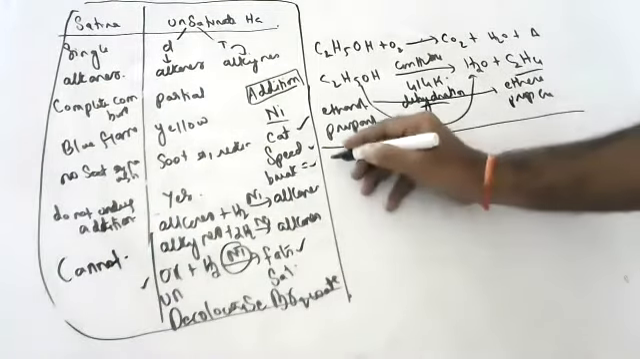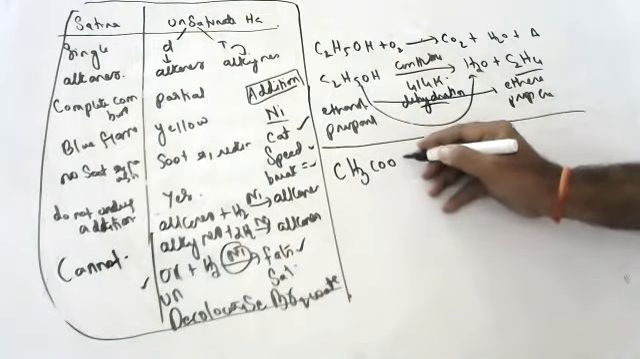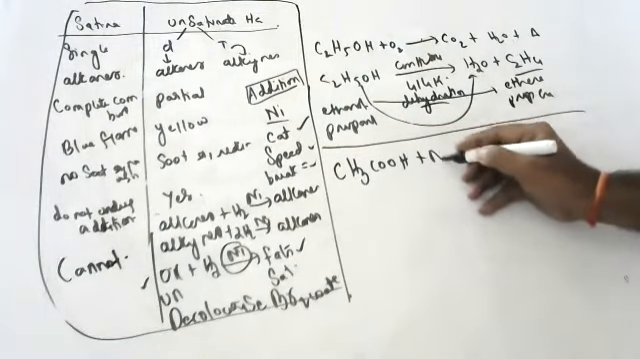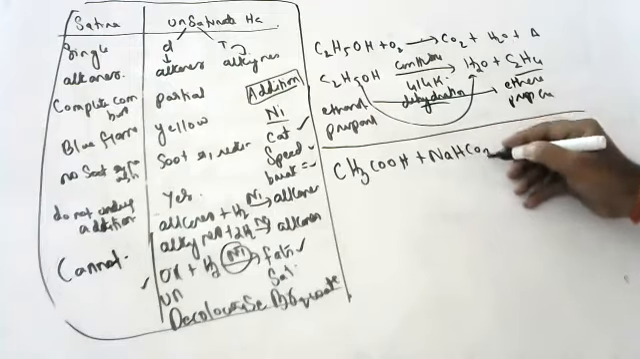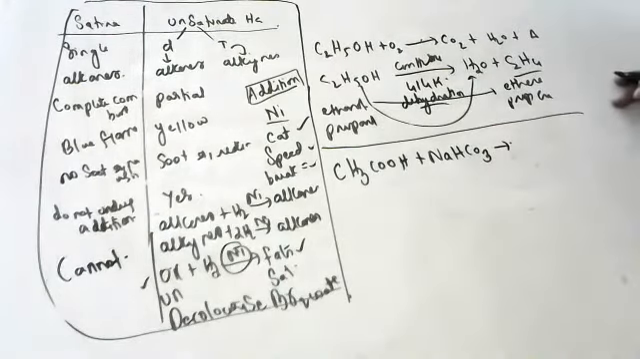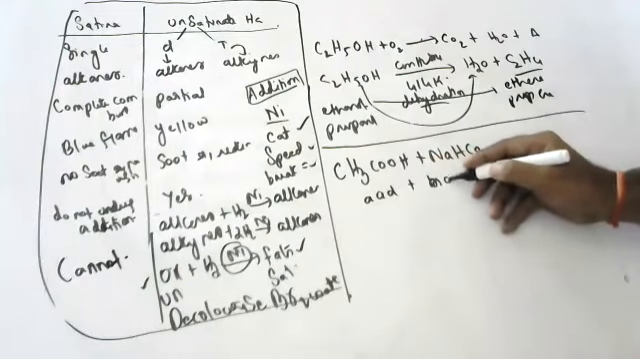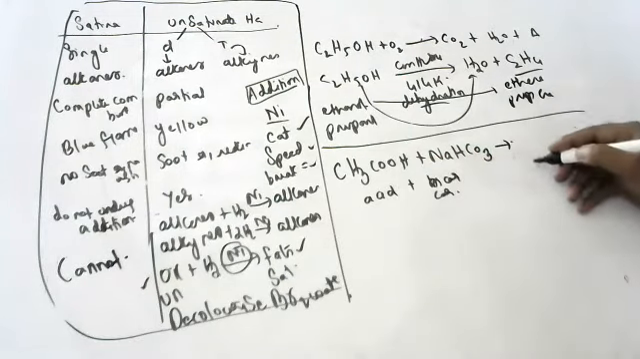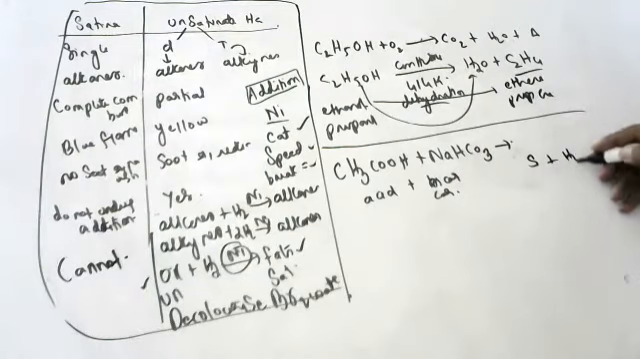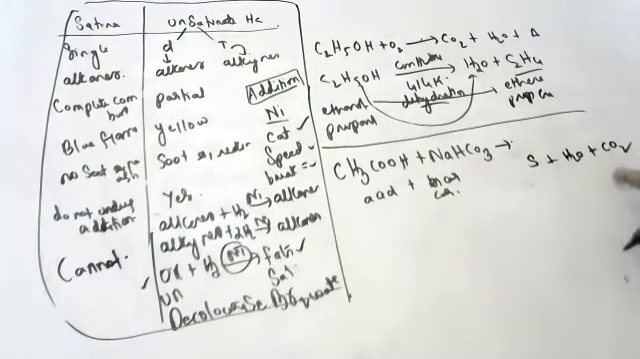One more reaction, ladies and gentlemen. Can anyone tell what type of reaction this is? CH3COOH plus Na2CO3. Heading for the reaction, anyone? Acid plus carbonate. Correct. Acid plus carbonates or bicarbonates gives salt, water, and carbon dioxide.